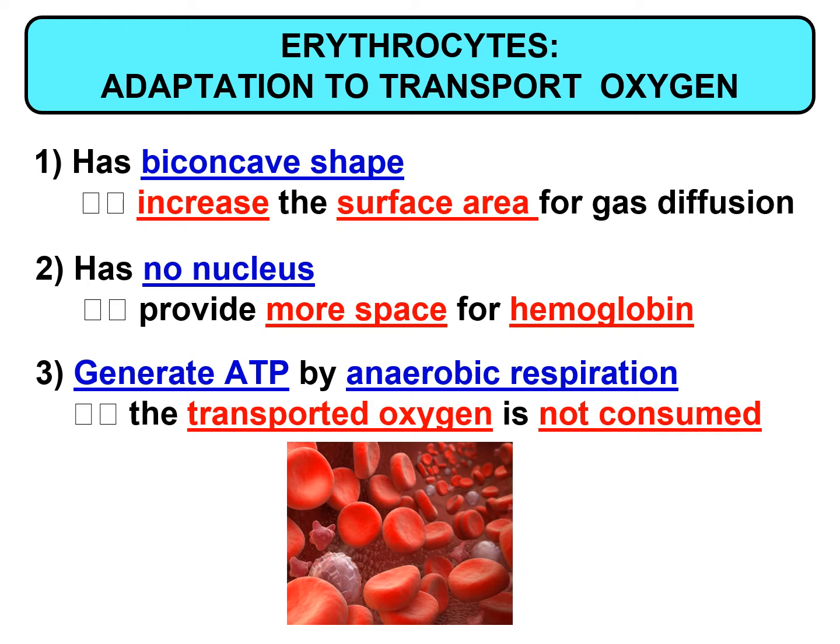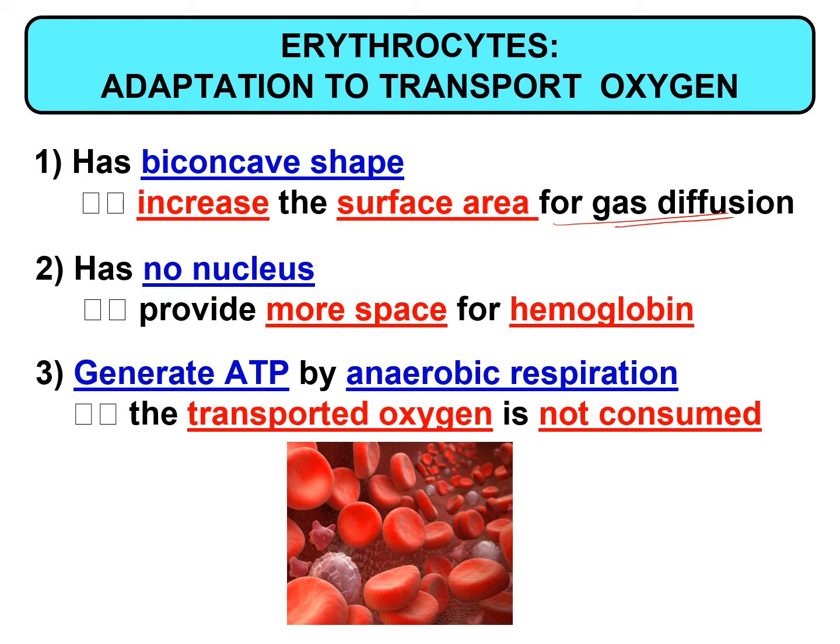Let's look at the characteristics of erythrocytes, how they are adapted, or what makes them a very efficient oxygen transporter. First, erythrocyte has a biconcave shape. If you were to explain why having a biconcave shape is good for erythrocyte as oxygen transporter, it is because having a biconcave shape will help to increase the surface area for gas diffusion. Do not just stop at increase the surface area. You have to relate it with the increase of surface area for gas diffusion.